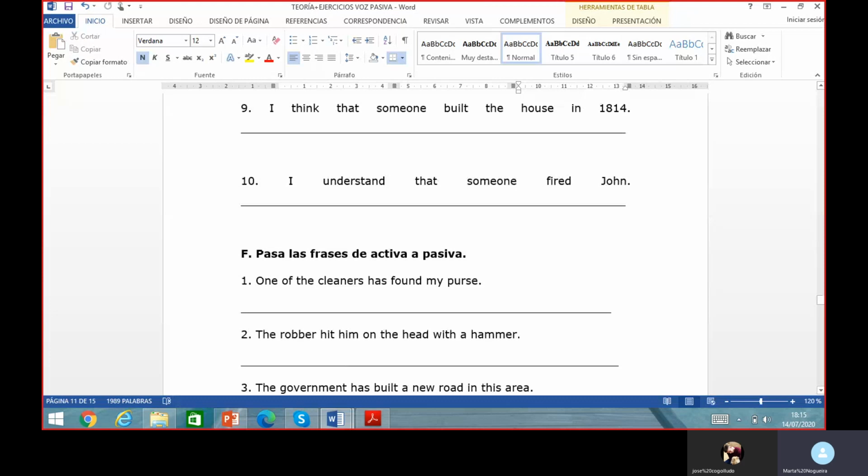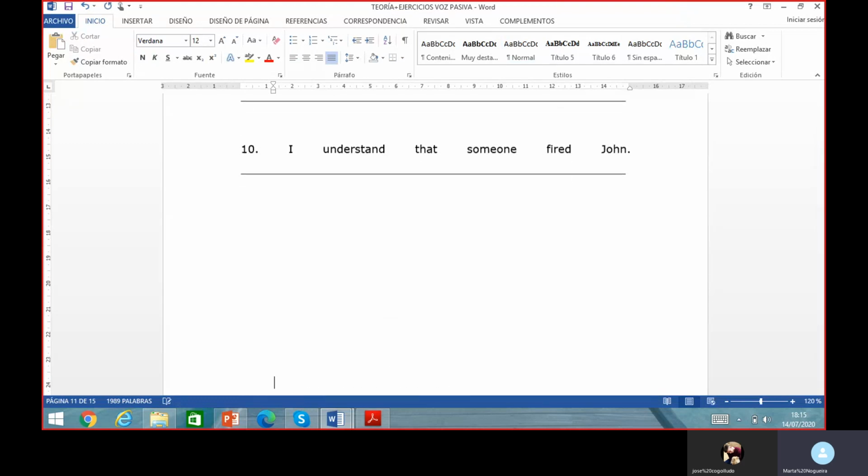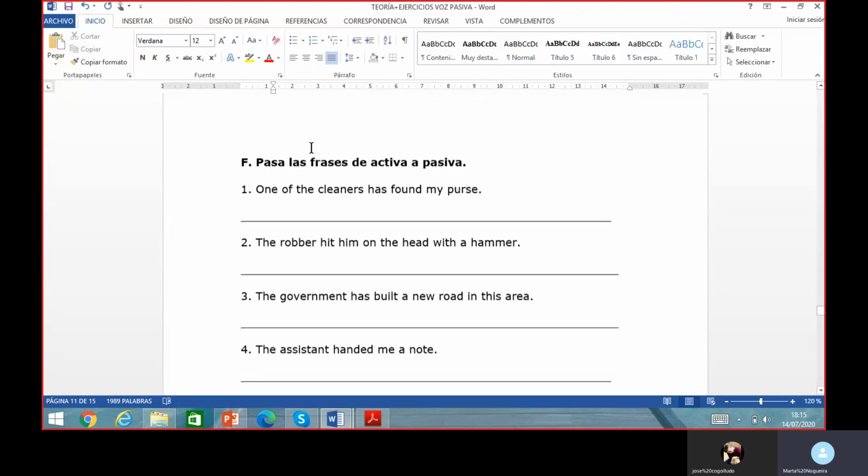Okay, I'm going to do the first one and you're going to do 10 more, from 2 to 11. I'm going to do the first one. Now I will make it smaller so that you can see. What do you have to do? Well, you have sentences in the active voice and you have to pass them to the passive.